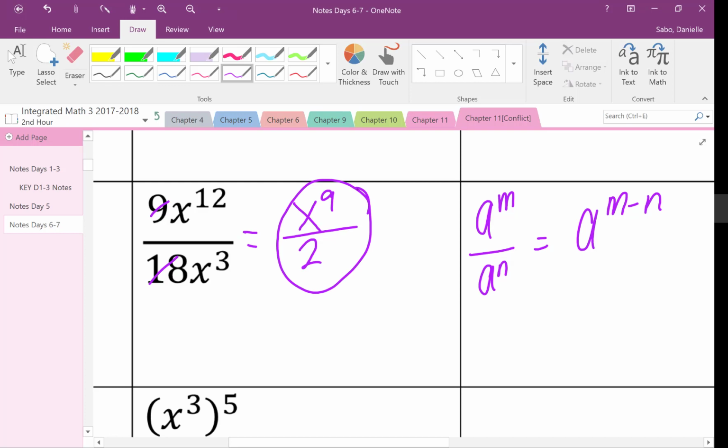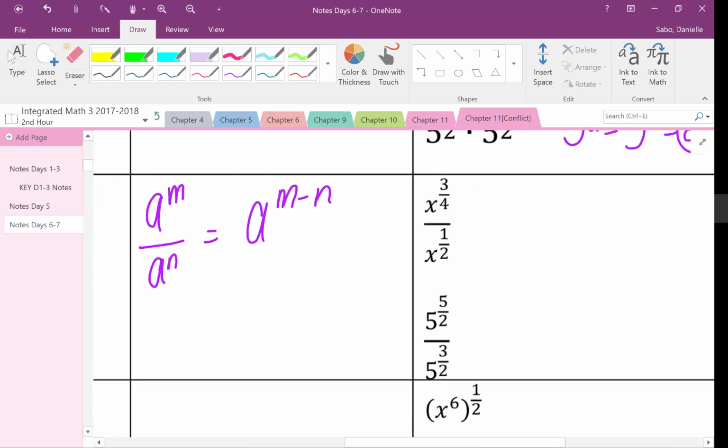Remember, all we did, 12 minus 3 is 9. What if the 12 was on the bottom and the 3 was on the top? Very good. So the x to the 9th would go to the bottom because it would stay down there. Wherever the bigger exponent is is where it belongs. So let's actually do some examples here.